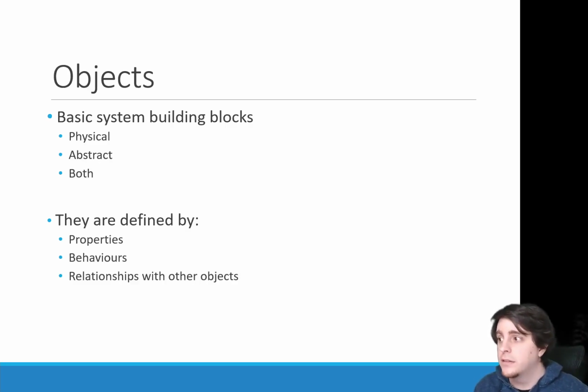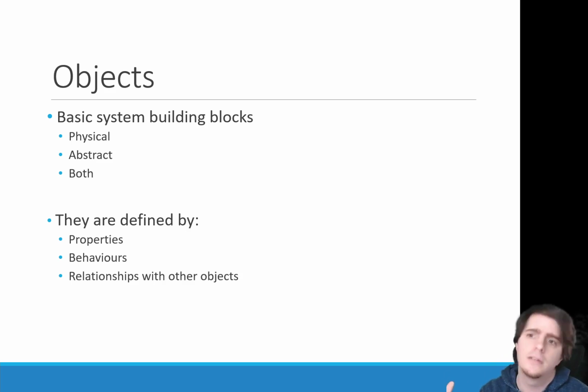Objects are basically the basic system building blocks. They can be physical things like game objects, they can be abstract things like the rules themselves, or they can be a mix of both. And that depends on the nature of the system that you're designing. These objects are then defined by their properties, their behaviors, and their relationships with other objects. So they're the root of this way of thinking about systems.